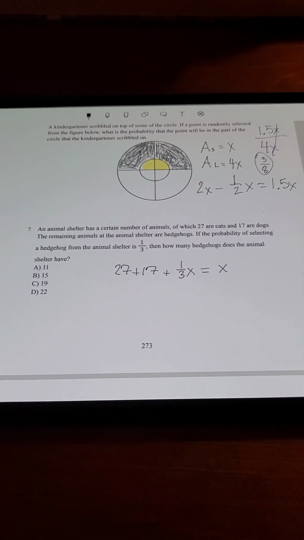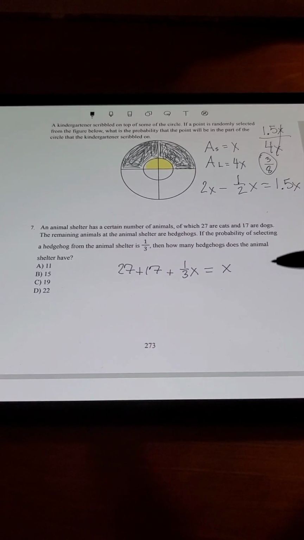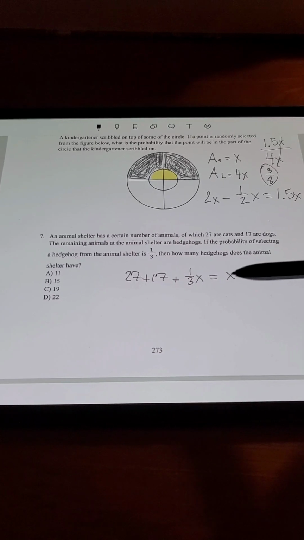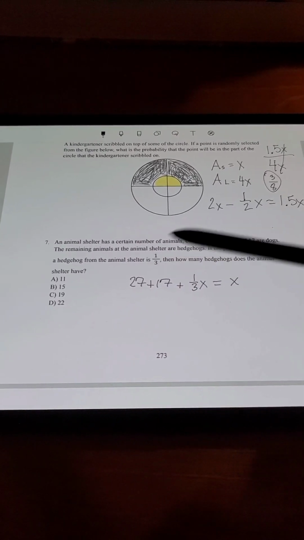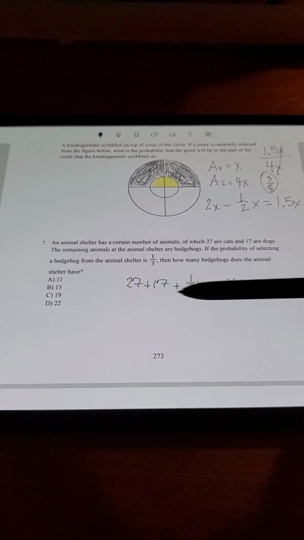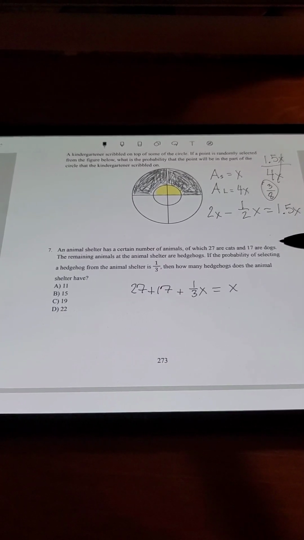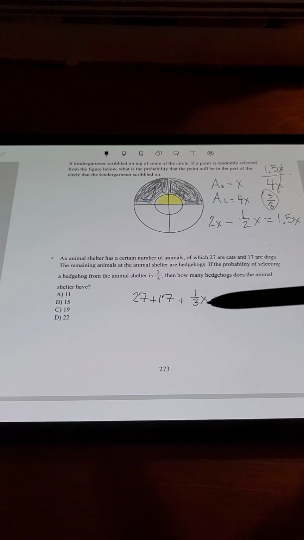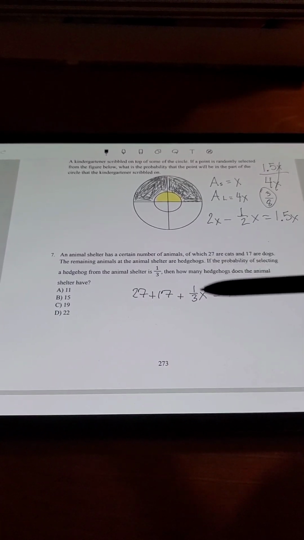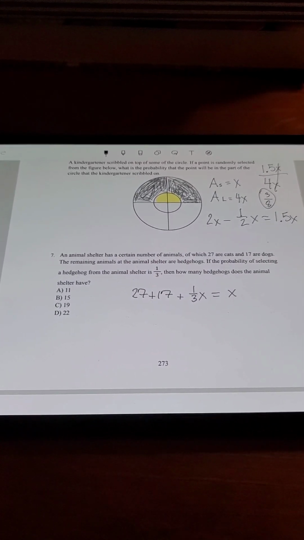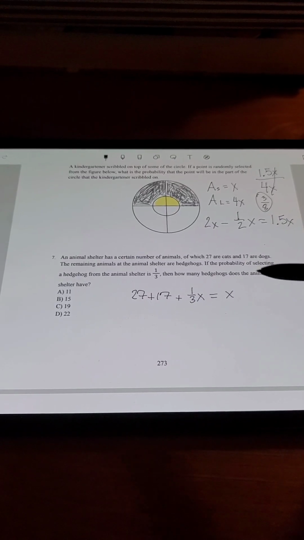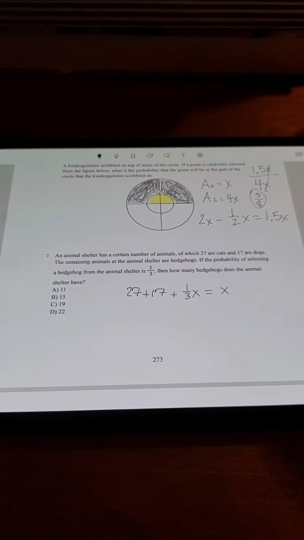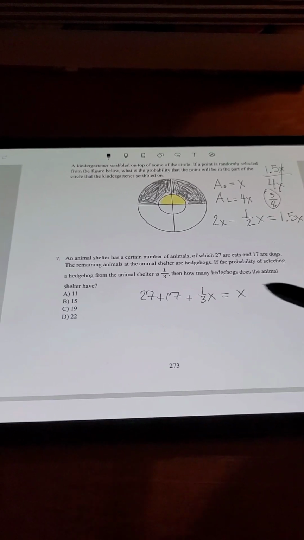So let's call the total number of animals at the shelter X. So we're going to say what's going to equal the total number of animals X? Well, it's going to be the 27 cats, the 17 dogs, and then the 1/3 of the total number of animals being the hedgehogs. So this 1/3 times X would give me how many hedgehogs there are. And if I add all that up, I get all the animals at the shelter. So all I need to do now is combine like terms and solve for my X.